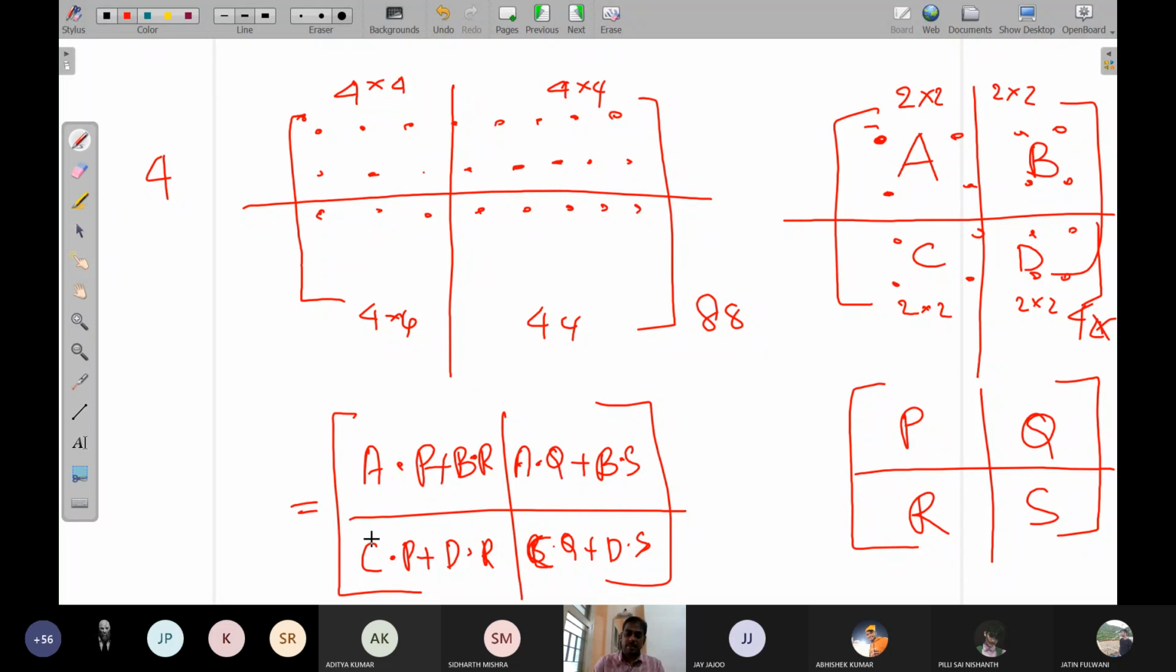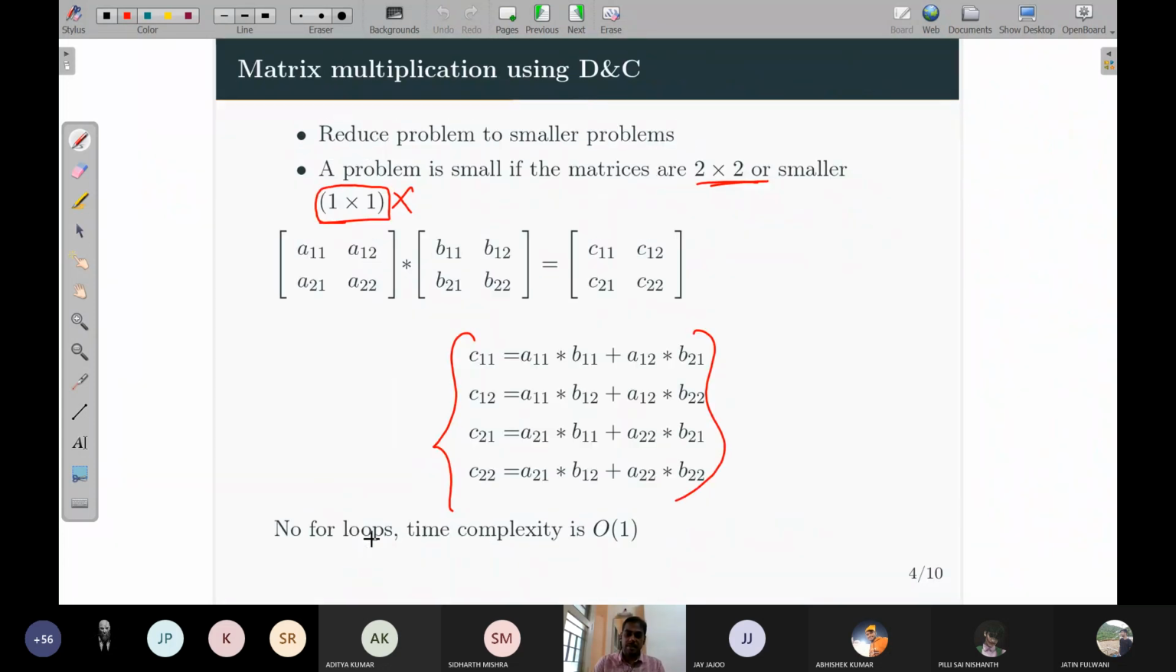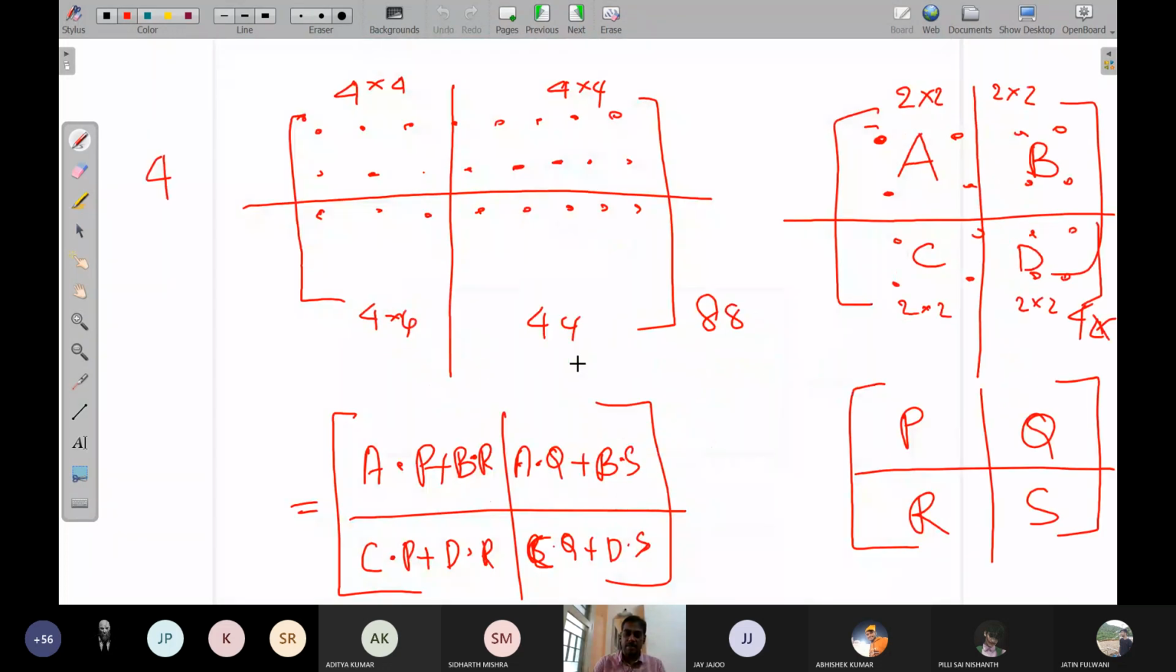But what is the difference here? If you follow the previous slide, what we have seen is these are elements. These are multiplications of single elements, and this is addition of ordinary numbers. But here, what is the difference? These are matrices. A into P, so this operation is a matrix multiplication. This operation is a matrix addition. This operation is a matrix multiplication. Similarly, all these. So this is the basic idea.